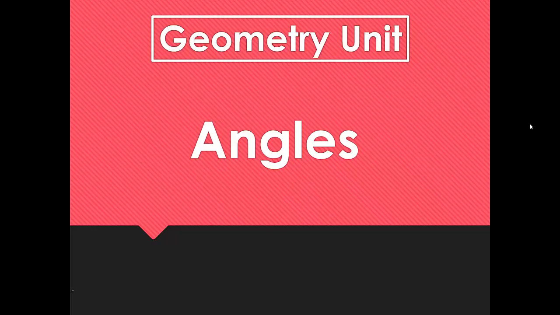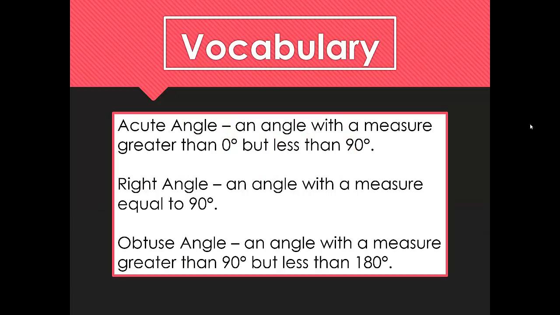Today's lesson is on angles. First, we're going to look at some vocabulary words. An acute angle is an angle with a measure greater than 0 degrees but less than 90 degrees. A right angle is an angle with a measure equal to 90 degrees. An obtuse angle is an angle with a measure greater than 90 degrees but less than 180 degrees.